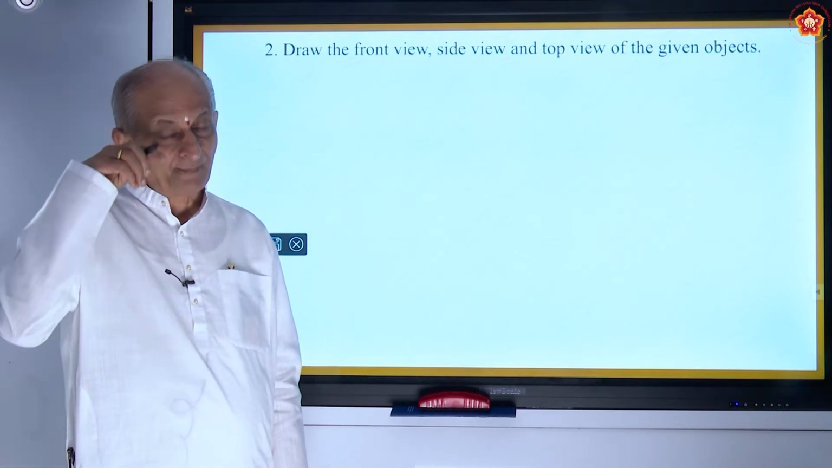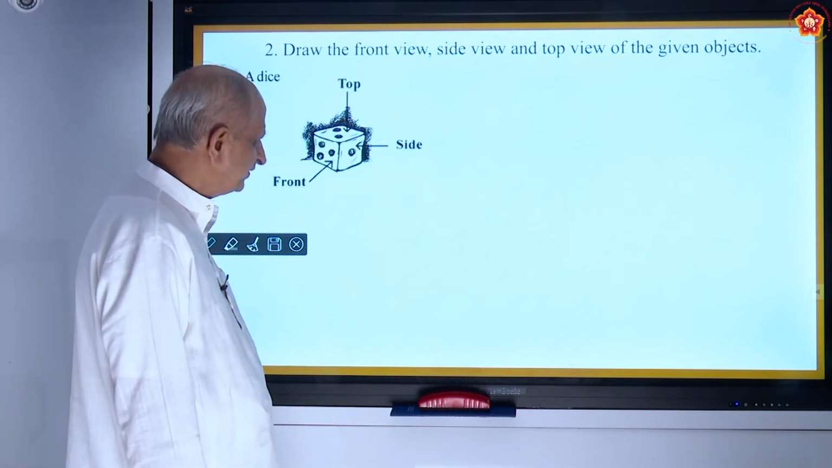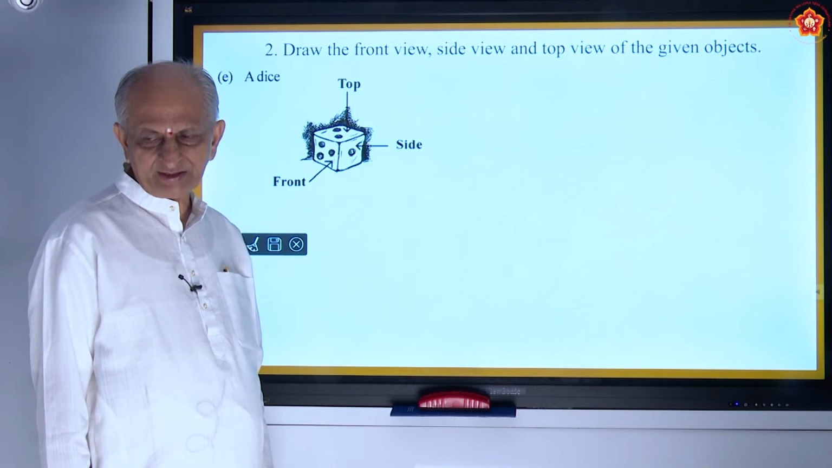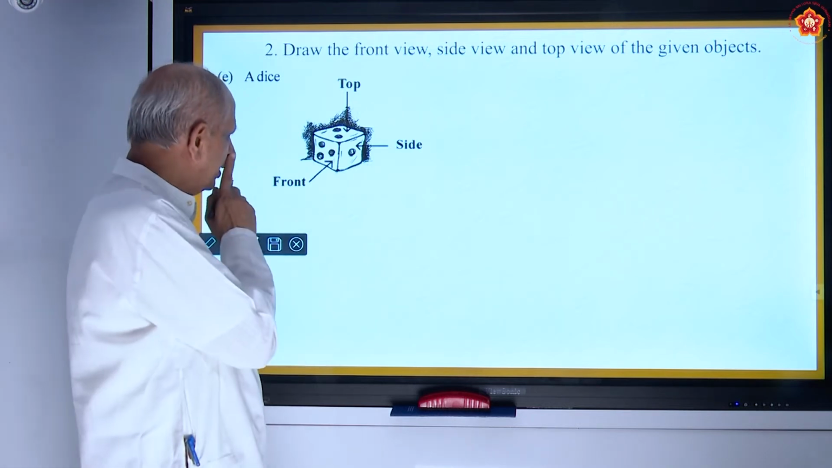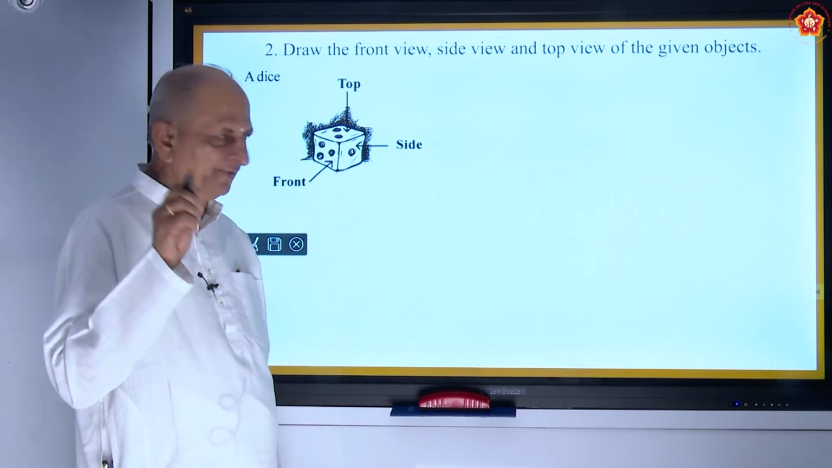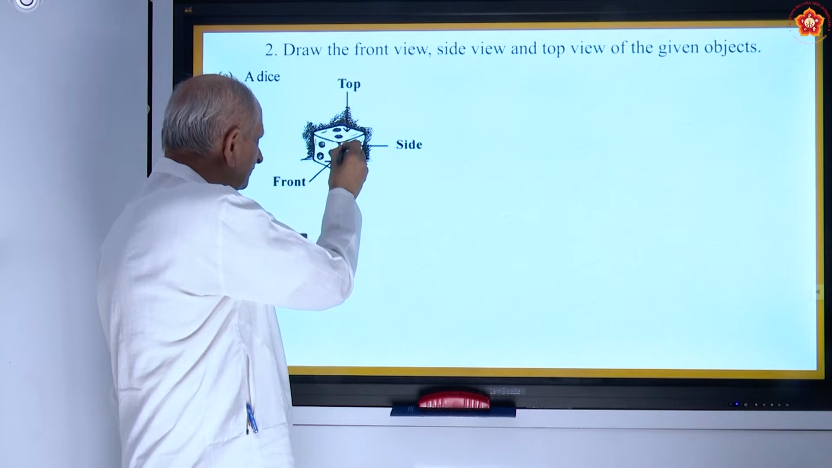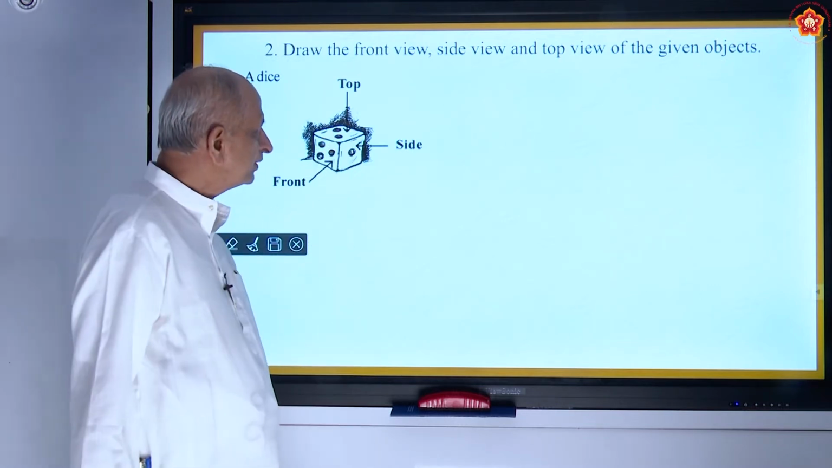Now we are referring to objects. So an example of an object is a die. You have seen a die, no? In the last class I have shown you how the die will be. It has got 6 faces. Each face will be having dots. For example, this is 1 dot, this is 2 dots, this is 3 dots.